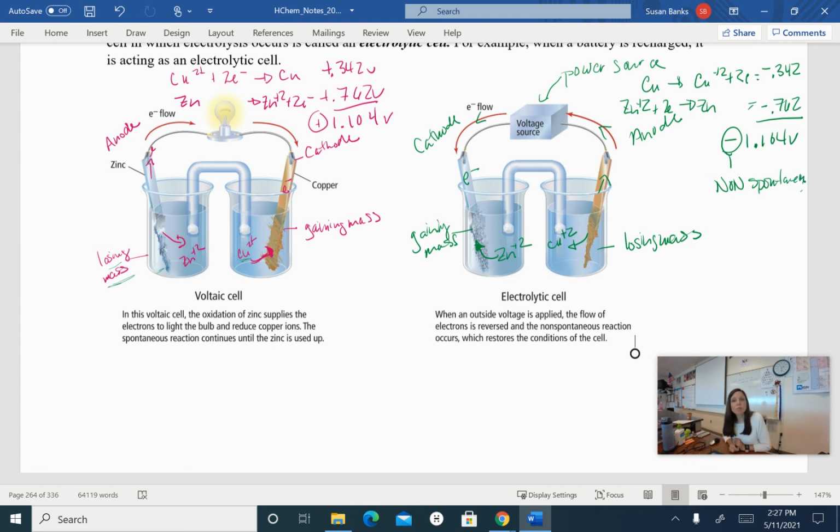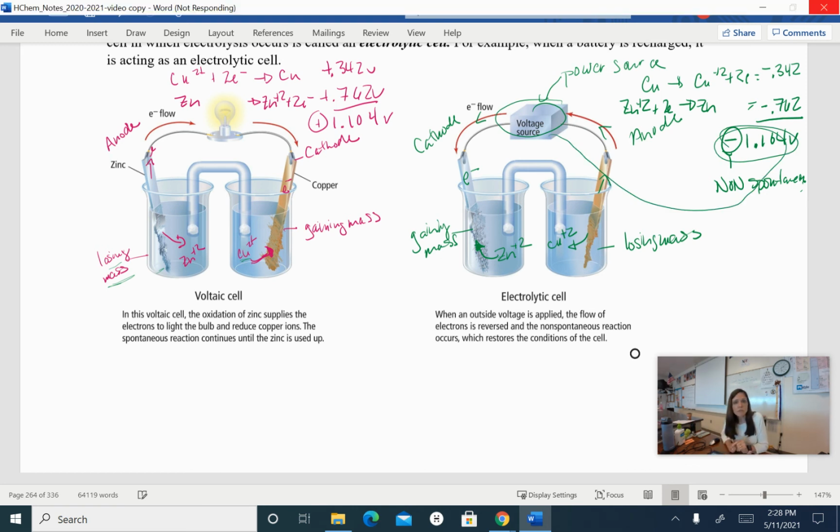Okay, so in order to get that electrolytic cell to actually push those electrons in the non-spontaneous direction, my power source right here has to have more volts. So it has to be greater than 1.104 volts to overcome that resistance. I've got to have a greater voltage than what that reaction is.